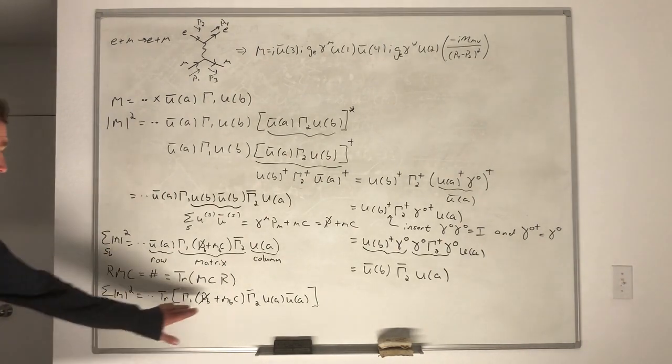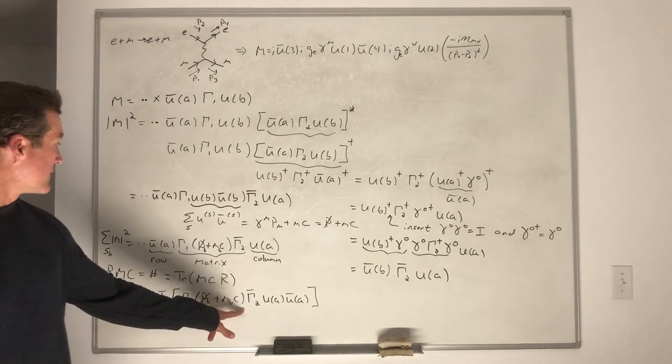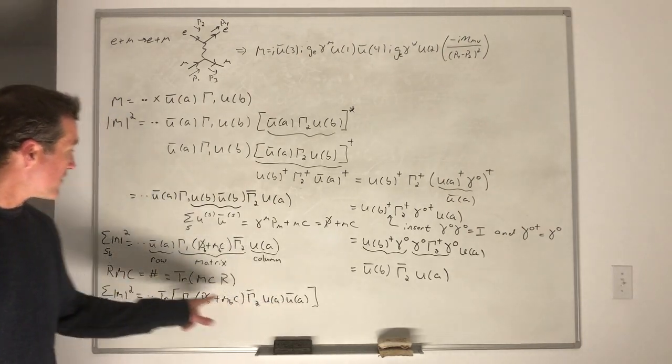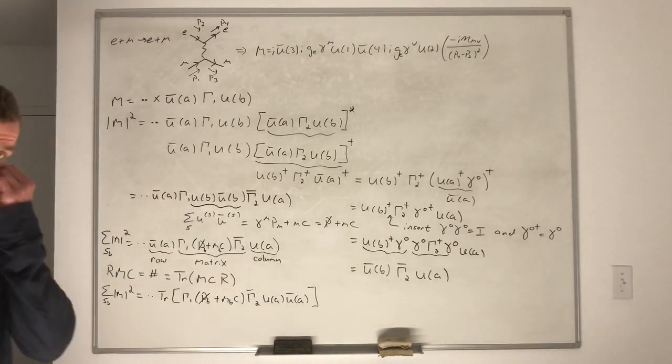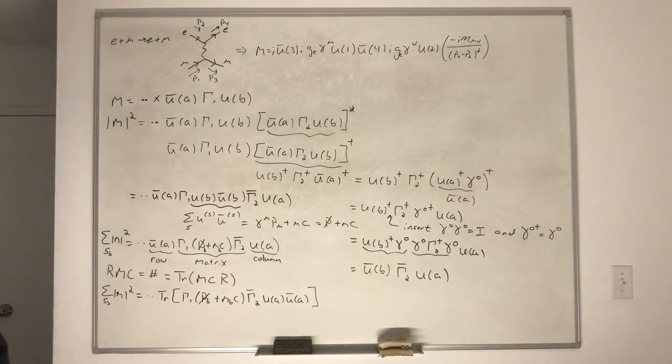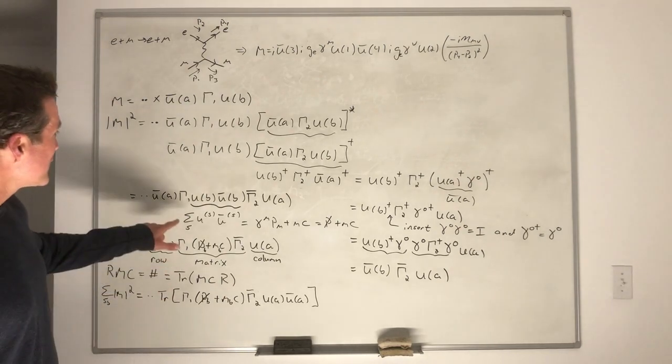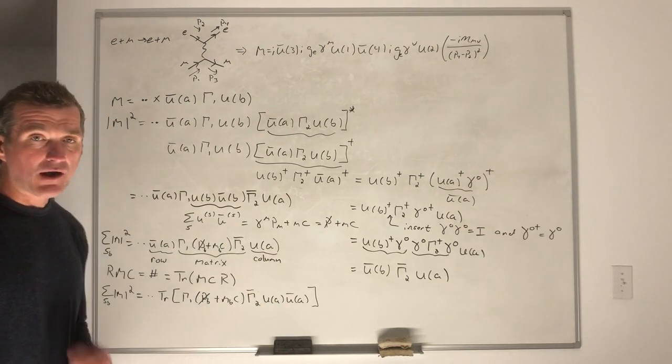All right, this is the matrix. This is the column, this is the row. Matrix, column, row inside of a trace. Seems pretty reasonable, right? Why did I rewrite it like that? You got UA and U bar A next to each other now. Exactly. So what can we do with UA and UA bar?